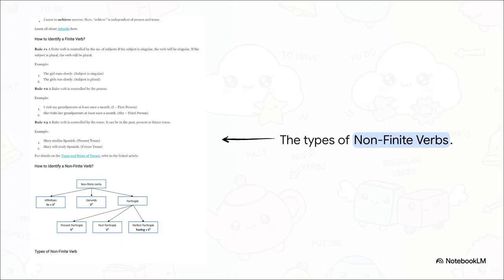But let's see how this builds when we look at the other side. Unlike finite verbs, non-finite verbs are the unbounded rebels of the sentence. They do not care at all about person or tense. They break down into infinitives, gerunds, and participles, and they act completely independently. For example, the infinitive to achieve stays exactly the same whether I say, I want to achieve right now, or she wanted to achieve 10 years ago, totally unrestricted by time.